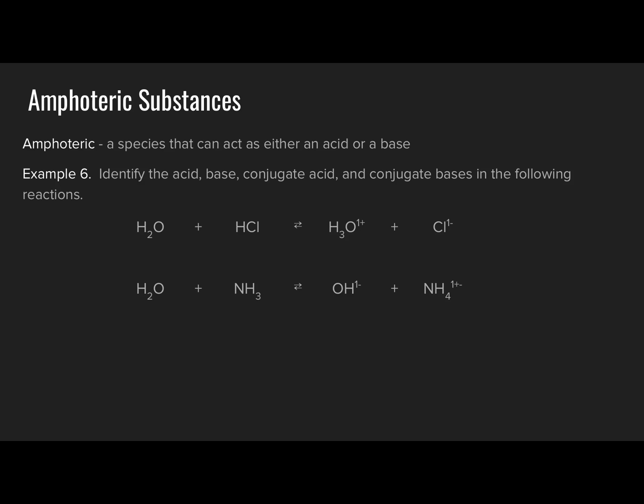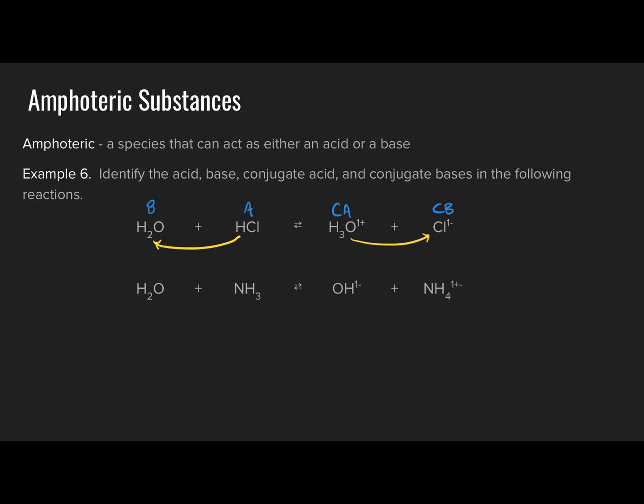We can identify in the forward direction, not surprisingly, hydrochloric acid is acting as our proton donor, and the water molecule in the forward reaction here is therefore the proton acceptor. So we've got HCl, the acid, water, the base, and then for the reverse reaction, the hydronium ion is donating its proton, the chloride ion is accepting, so hydronium is the conjugate acid, and chloride is the conjugate base.